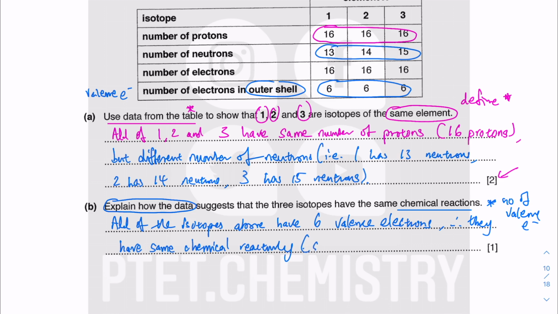So you could talk about the same number of valence electrons, you could talk about the same electronic configuration, which comes from a result of having the same number of valence. Well, not really, that's not really true. It's down to the number of valence electrons. I probably shouldn't say same electronic configuration. I'm going to remove that.